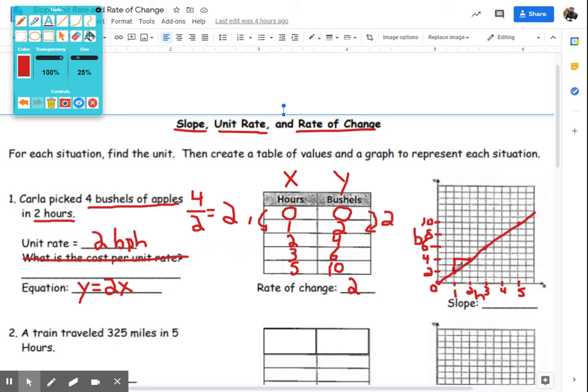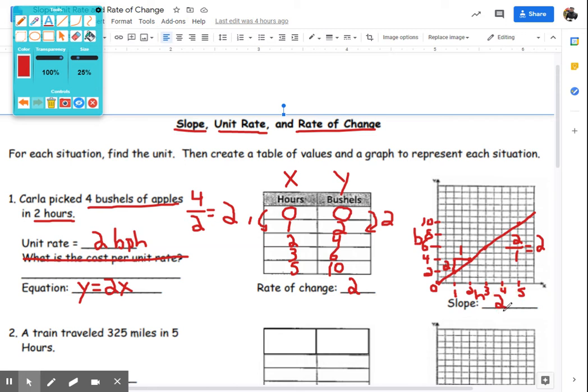So if I'm starting at this point, well, on my y-axis, I'm at 2. I'm going up to 4. So that's a change of 2. And then on my x-axis, I'm at 1 and I'm going to 2. So that's a change of 1. So if I take my change in y, which is 2, divide it by my change in x, which is 1, I get 2. Again, that's rise over run.